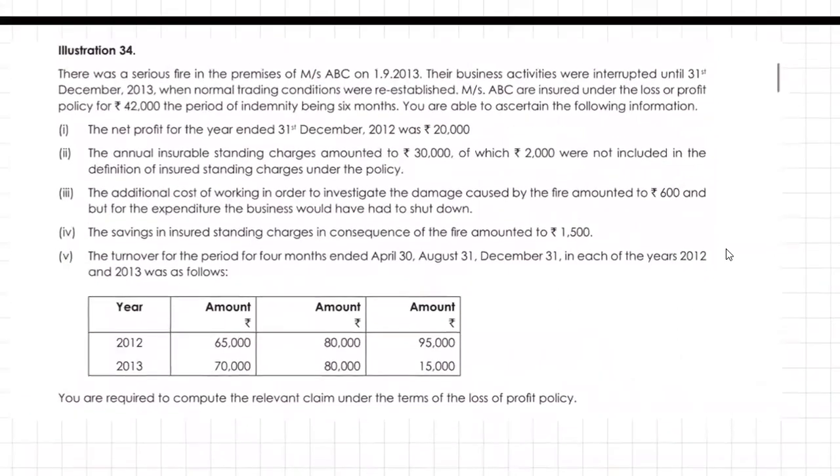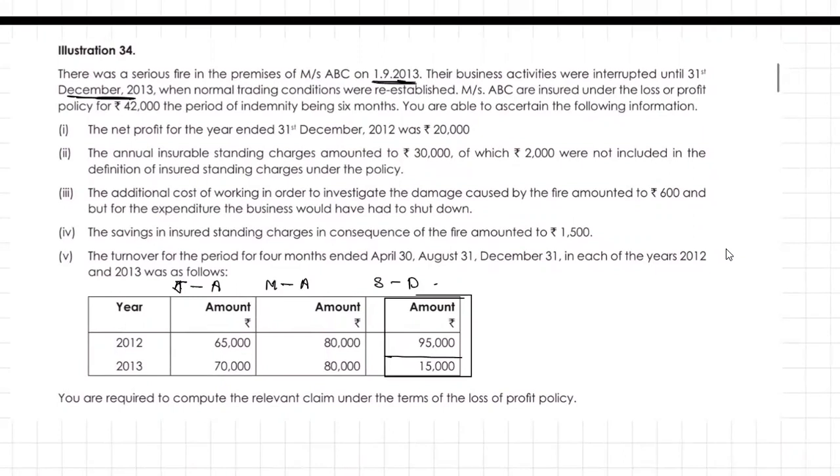Now see, fire was on this quarter, correct? 31st December बोला ना, Jan to April, May to August, and September to December, correct? And fire occurred on 1st September and business was interrupted till 31st December. So this is the period when fire had occurred in the year 2013, correct? तो यहीं से हम short sales निकाल सकते हैं, correct? 95,000 was the total sales.